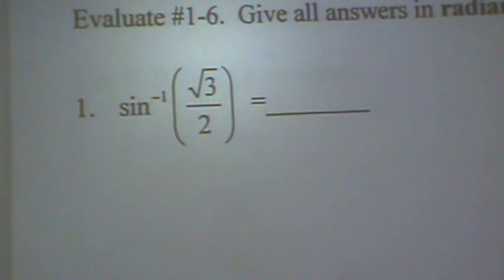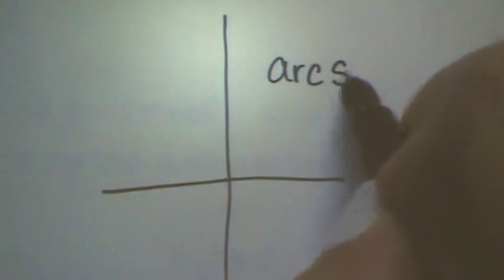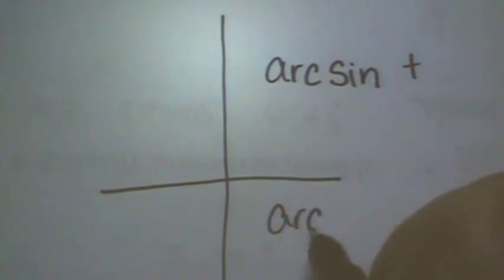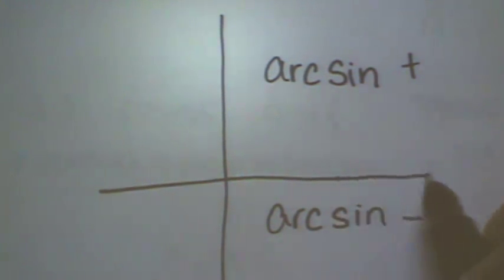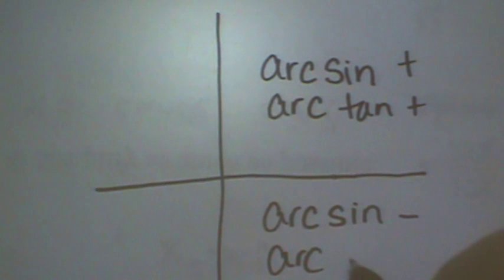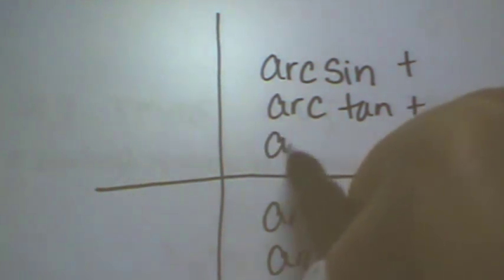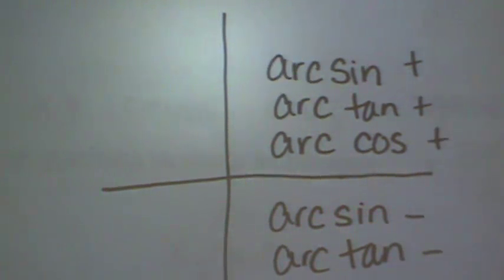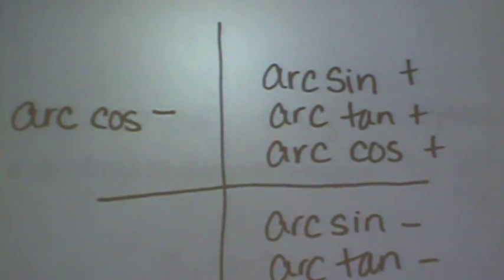Problem number 1. Arc sine root 3 over 2. So if you are doing arc sine, arc cosine, and arc tangent, let's do a quick review. Arc sine is positive in quadrant 1, negative in quadrant 4. Arc tan, same thing. Arc cosine, positive, or is it negative? Quadrant 2. Yeah. Okay, gotta know that.